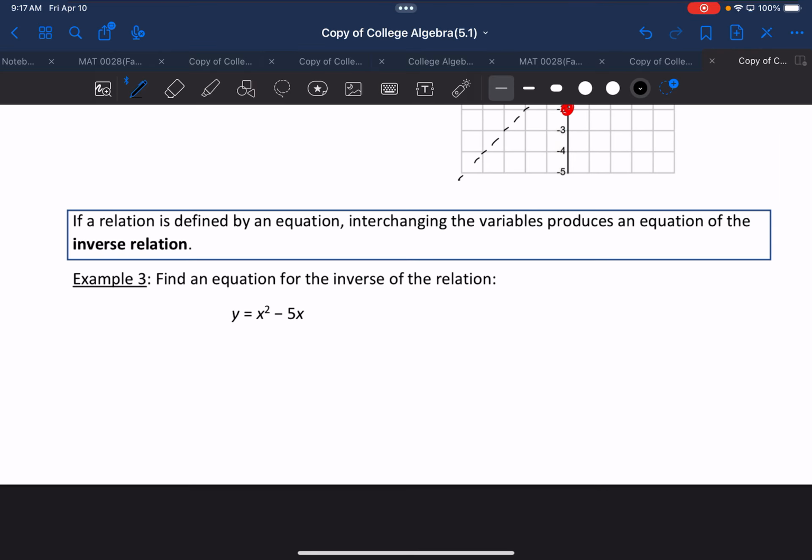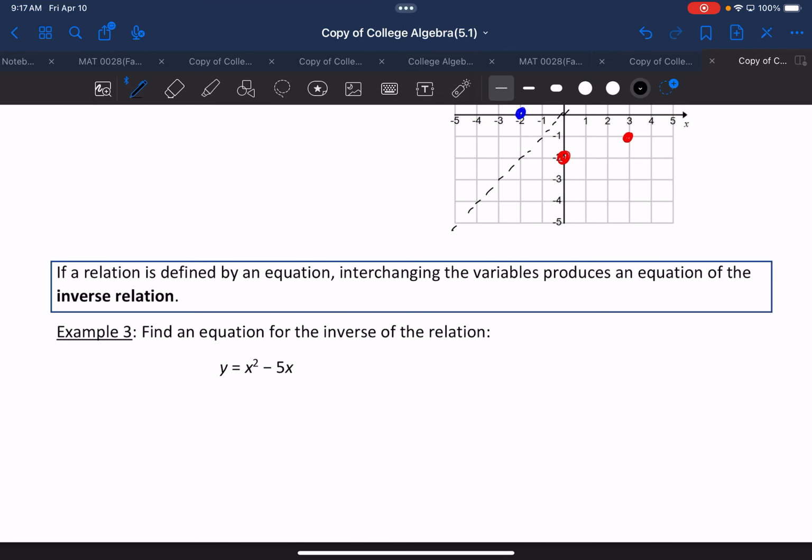Okay, but what if they give you a formula or an equation with two variables? So again, we're just focusing on relations right now. I haven't really talked about functions yet. But a relation can be given by an equation as well. So if a relation is defined by an equation, we just interchange the variables. So what does that mean?